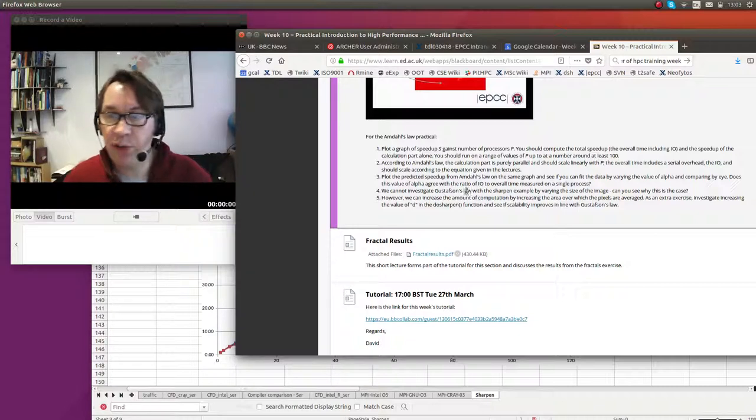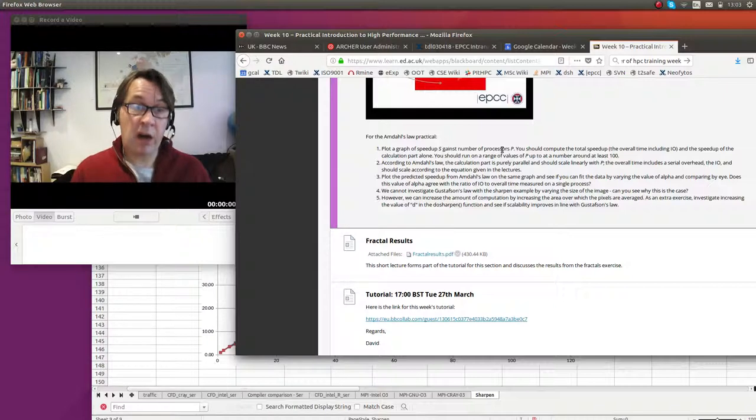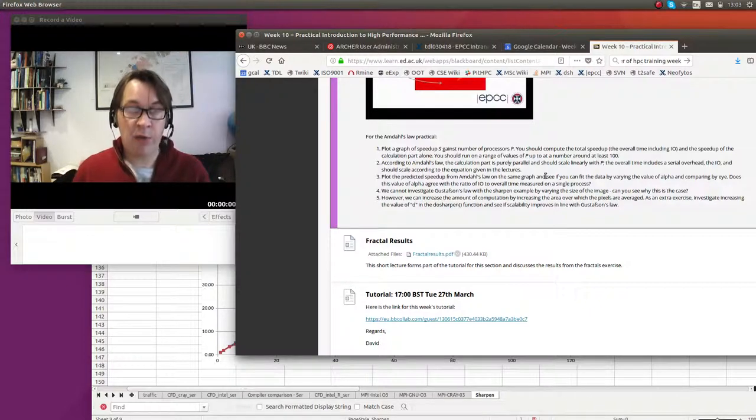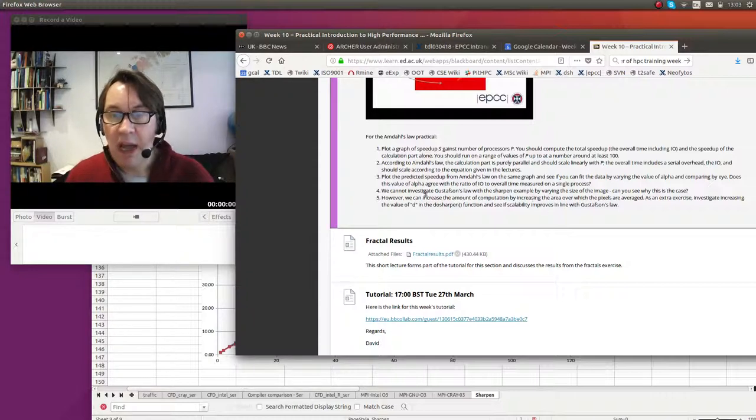And so, what I wanted you to do for this practical was to plot a graph of the speed up against the number of processes p, running up to about 100. Both speed up of the pure calculation part and the entire part of the calculation, and to try and quantify that. You can try and fit the data to Amdahl's law, but for a simple example, it's often easiest just to do a few plots and see which one fits best. And I'll come back to the last two points.